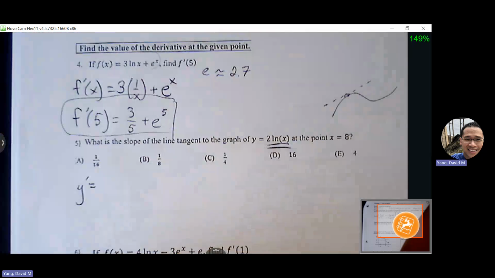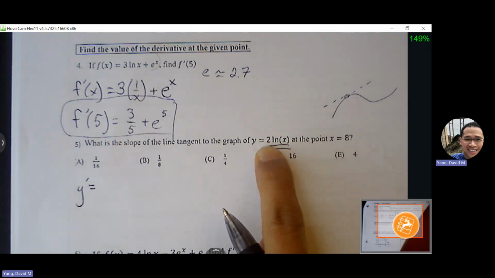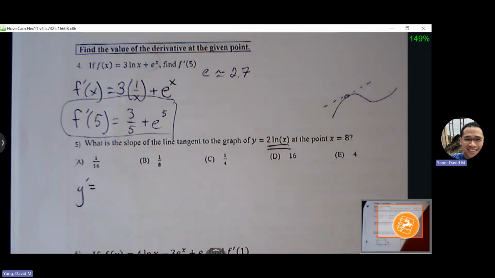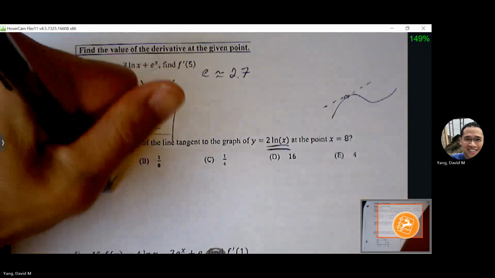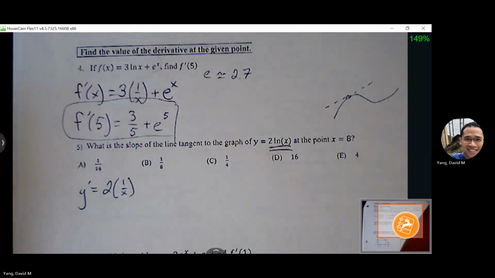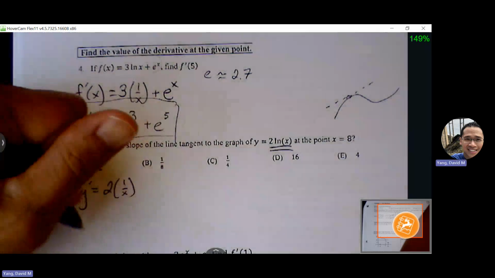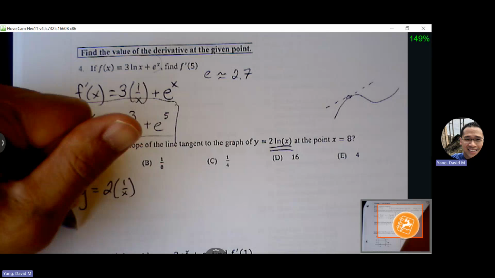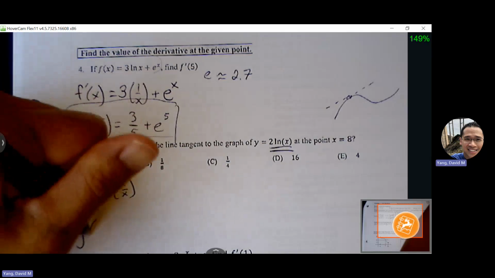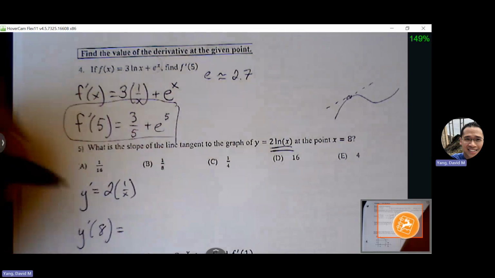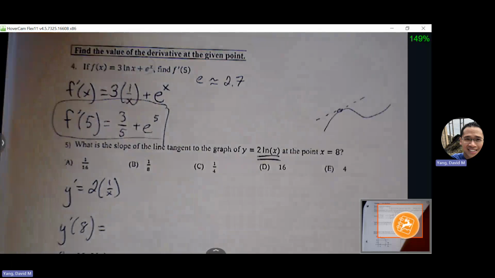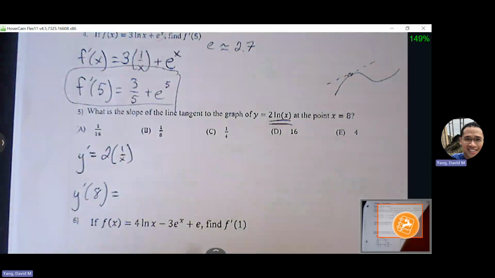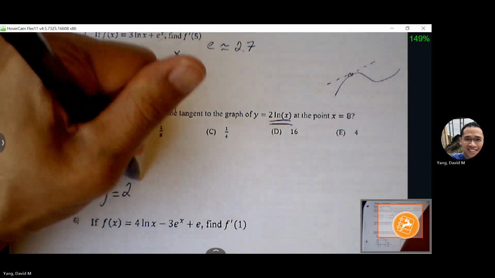Natural log of x becomes, the coefficient stays. Natural log of x gets transformed. Here's our slope formula. Here's our slope or derivative at a point. So we can say y prime of 8. That means we're going to insert 8 into the derivative, find the exact steepness of this graph at this point.